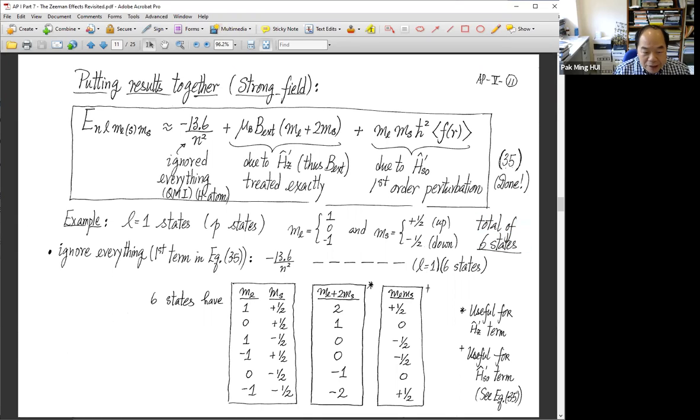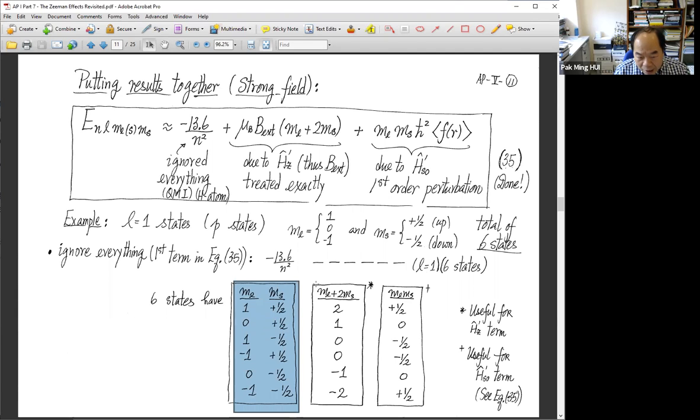Now, we use this label, MS, ML. Now, let's prepare for ourselves. We need this combination. Okay, so the 6 states can be labeled this way, pairing up the ML and MS. All right, so this is Y11 times spin up. Okay, that means that. So we have this. These are the 6 states using ML, MS labeling.